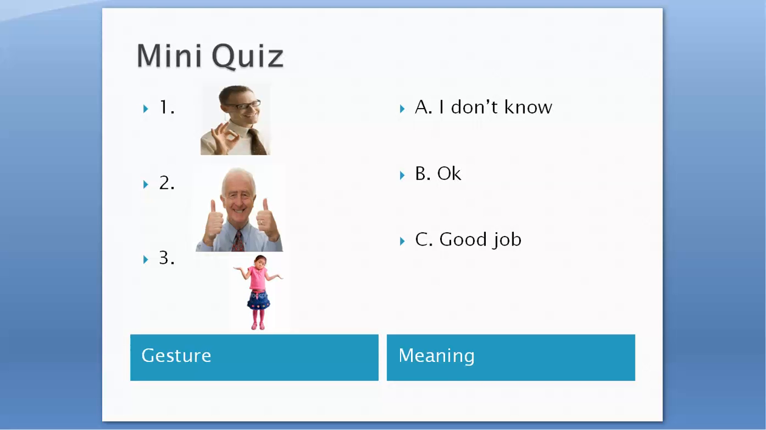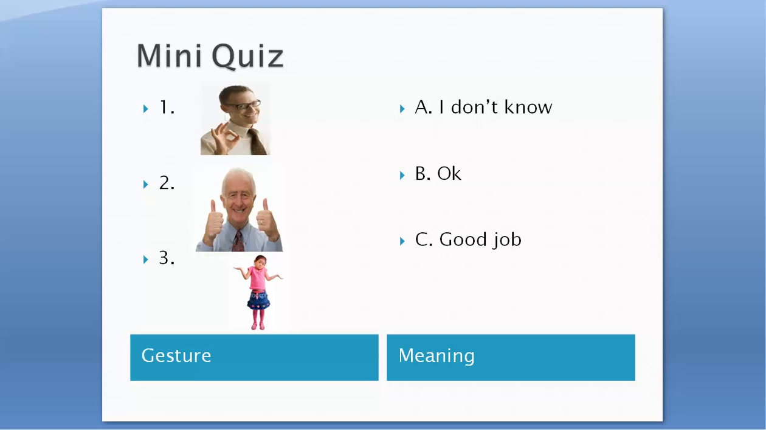Okay, so now number 1. Did you say number 1 means B, okay? If you did, then good job. Number 2. It means C, good job. And number 3, of course, I don't know. Okay, well done. Now you know a few American gestures.